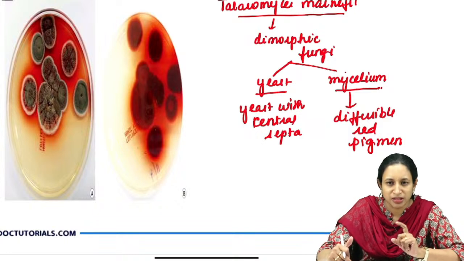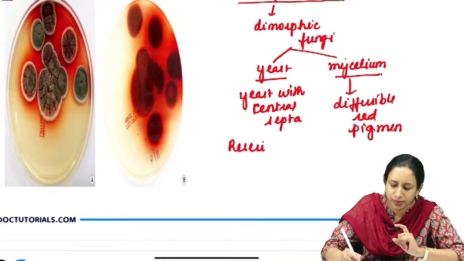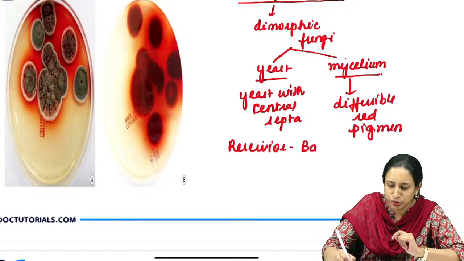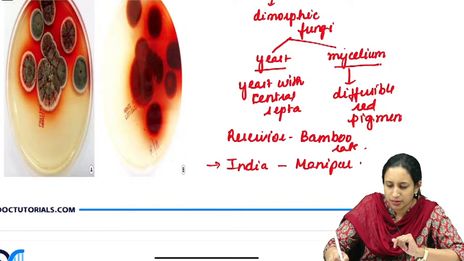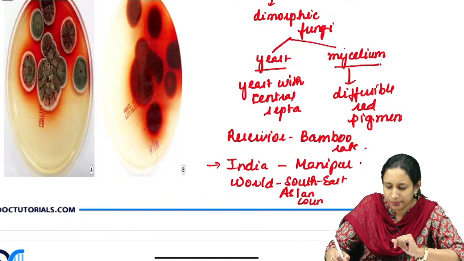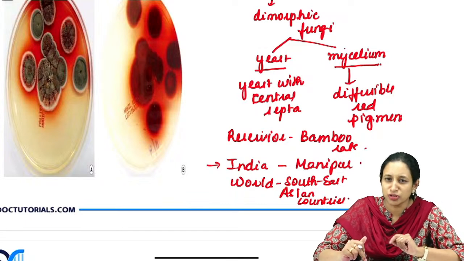Talaromyces marneffei is also the new terminology for Penicillium marneffei, and always remember the reservoir is important. It is bamboo rats, and in India, epidemiology-wise, it is common in Manipur. Around the world, it is common in Southeast Asian countries. So this is what you have to remember when it comes to Talaromyces marneffei.